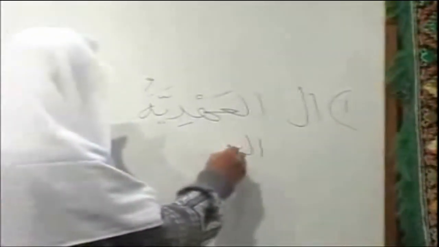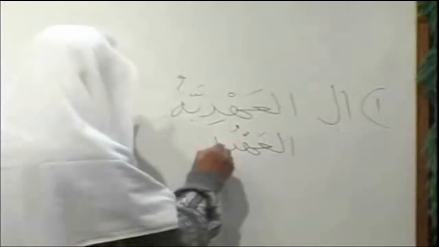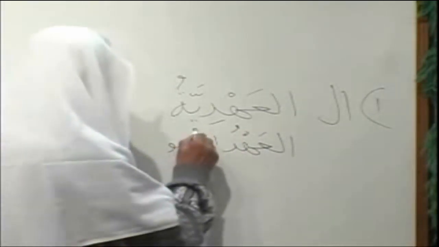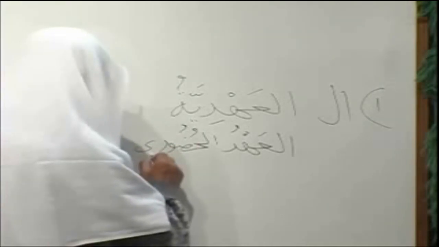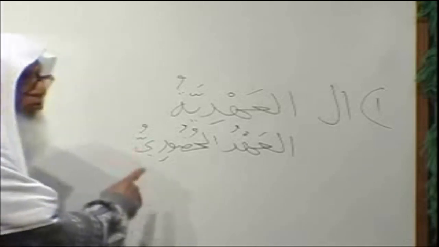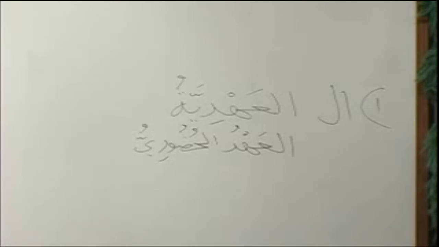This is called Al-Ahd Al-Huduri. Al-Huduri means presence. You know him because he is present right in front of you, either the book or the man or whatever it is. So Al-Ahd Al-Huduri. This is one source of common knowledge between you and the listener.